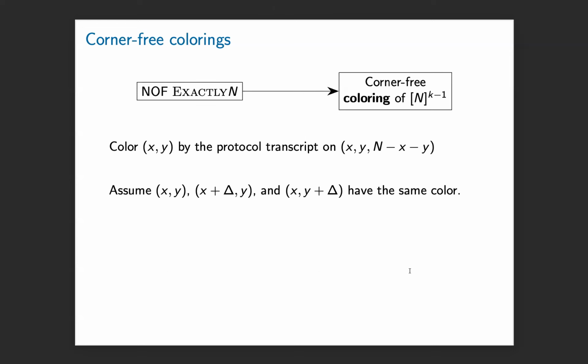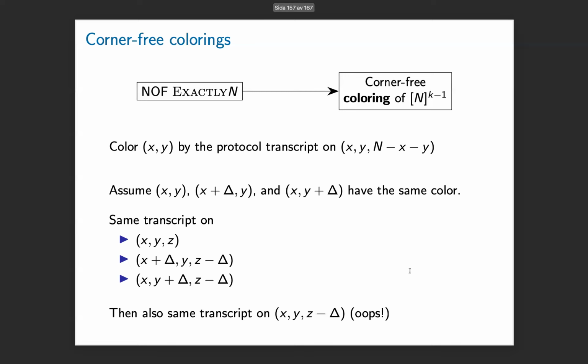Okay, in the other direction, we're going to color x, y on the protocol transcript on x, y, and then the value that makes exactly untrue, n minus x minus 1. Again, let's assume, seeking a contradiction, that there's some non-trivial corner that has the same color. So what that would mean is that we have the same transcript on all three of these inputs. And again, now we can construct a new transcript on which we should have answered no, but we have the same transcript.